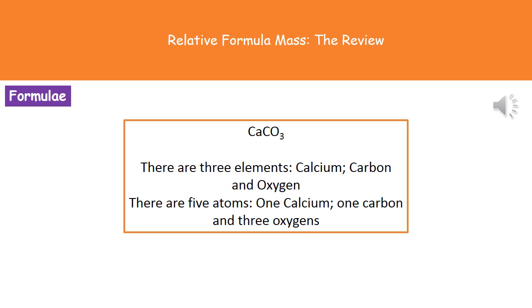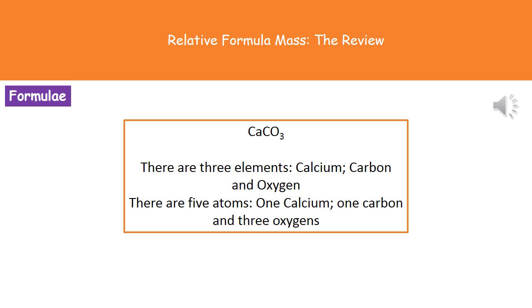Next thing we need to understand then is what a chemical formula actually tells us. Now, this will be a nice, easy 2-mark question on your exam paper in the summer. They will give you some kind of chemical formula, like we've got there with CaCO3. And then they're going to ask you 2 questions about this.